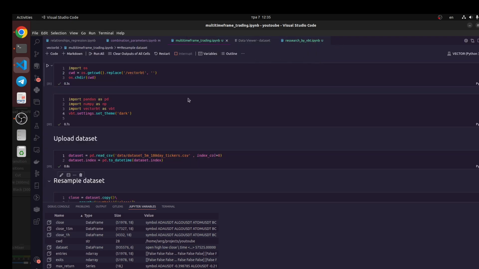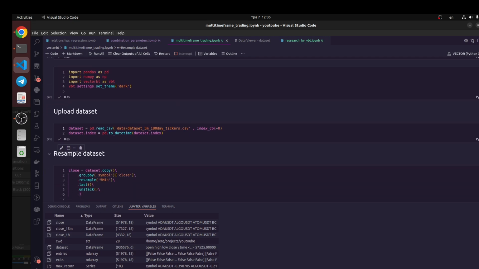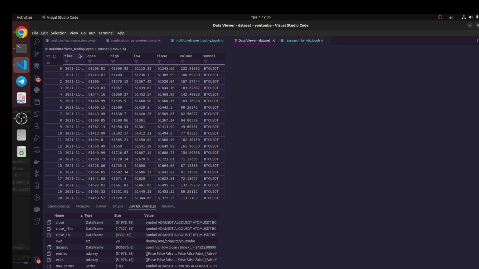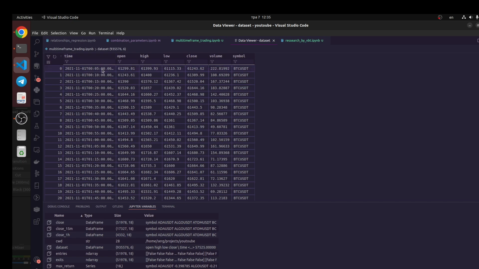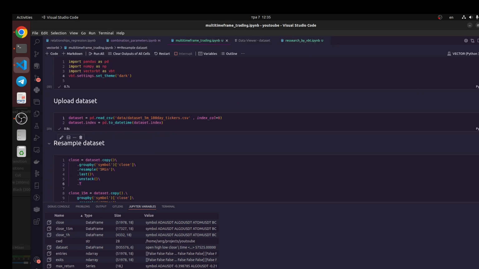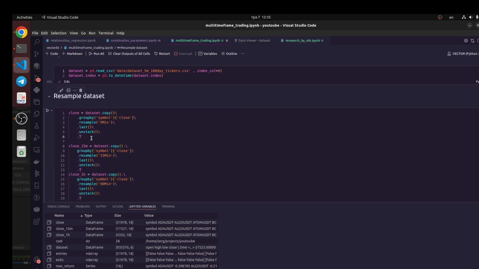Okay. Next, we need to resample this data because by default we have only a time series with a 5 minute interval. But I would like to create a trading strategy using RSI for 50 minutes and 1 hour. So let's do it. We need to resample our dataset. The base close data would be for 5 minutes because it's our dataset by default. Next, we need to create a resample for our data. It would be 50 minutes and 1 hour.